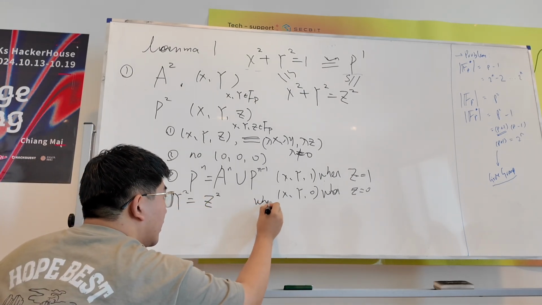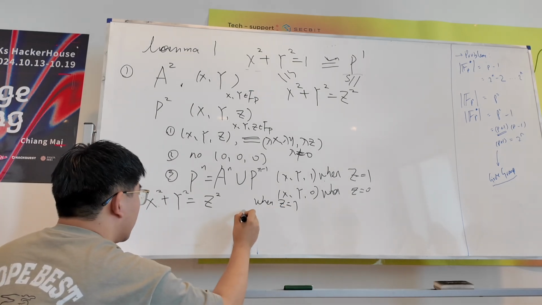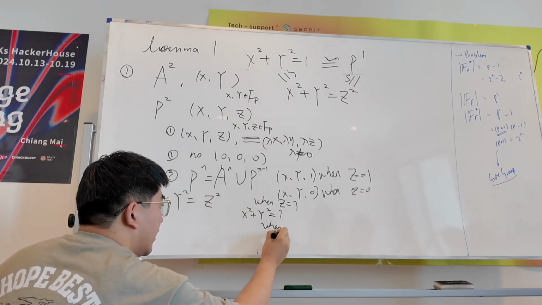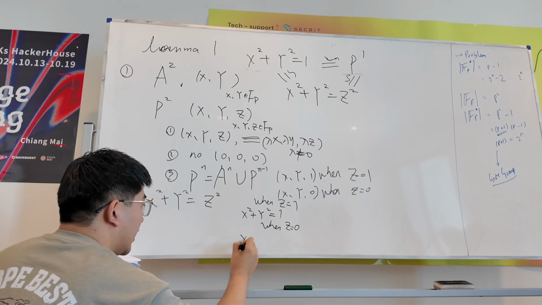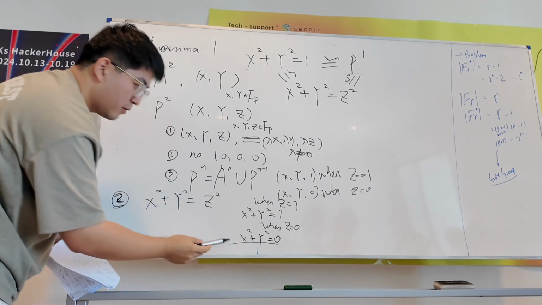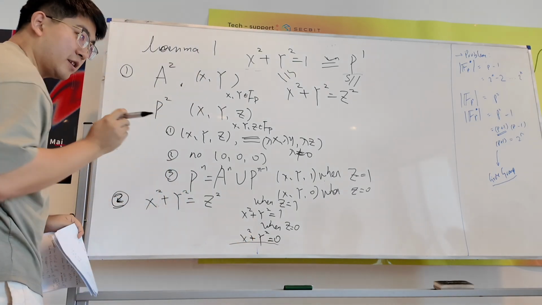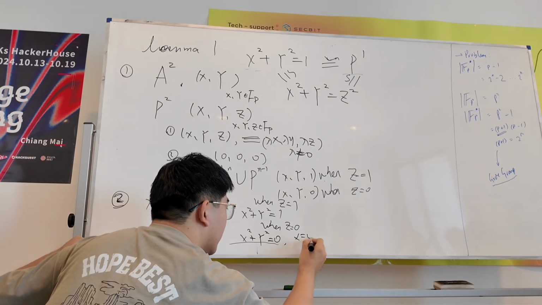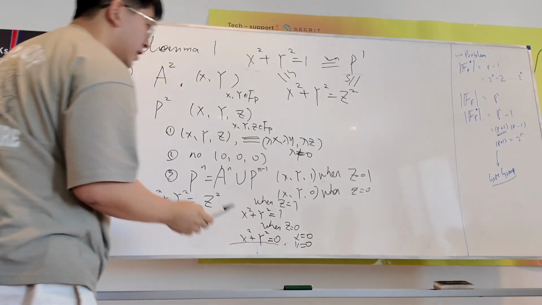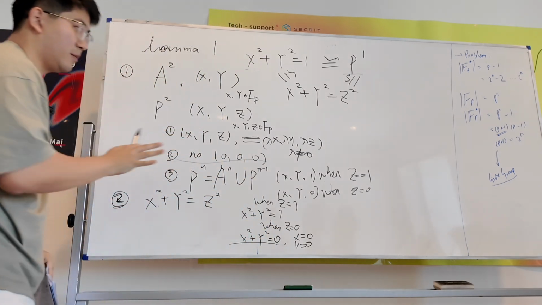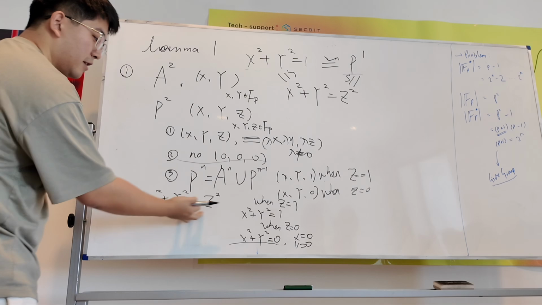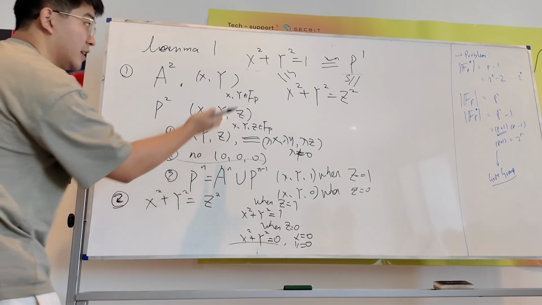And when z is equal to 1, we get x squared plus y squared is equal to 1. And when z is equal to 0, we get x squared plus y squared equals 0. For this equation, we can find a solution: it's just x equals 0 and y equals 0. But x, y, z all equal to 0 does not exist in projective space. So that is the isomorphism between the projective curve and the affine space curve.